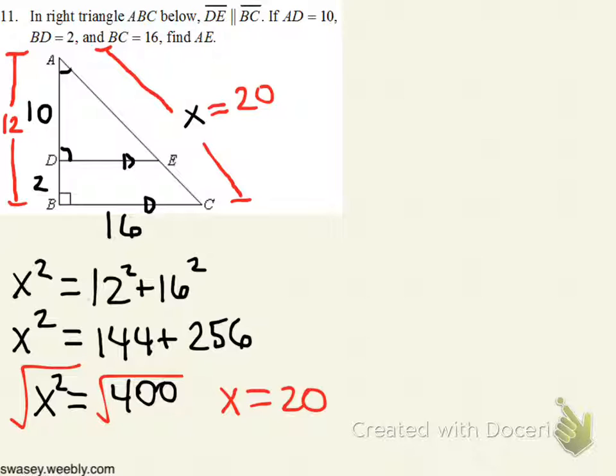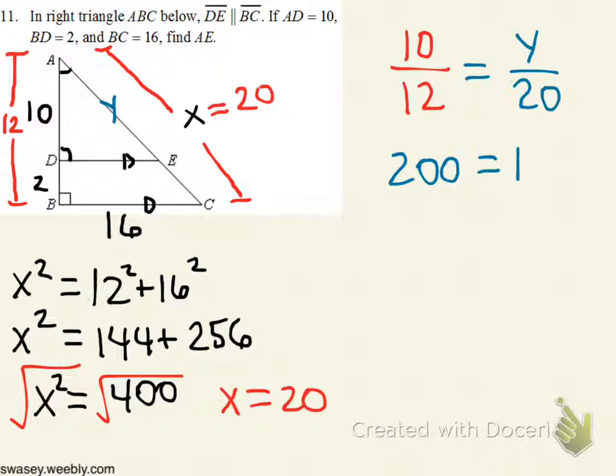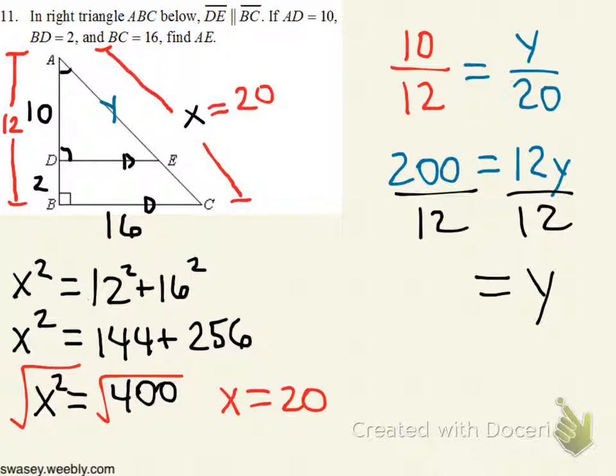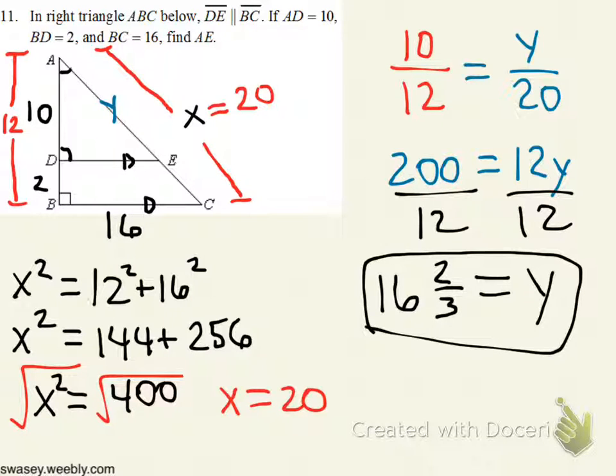Now let's set up a proportion. 10 is to 12 as the small hypotenuse, which we don't know, I'll call y, is to 20. We can cross multiply, we get 200 equals 12y, and then divide by 12. So we get exactly 16 2/3, or you could say 16.6 repeating.